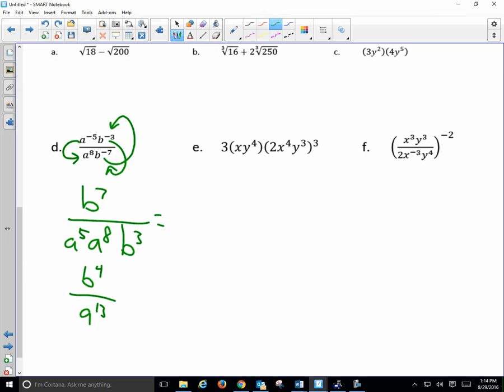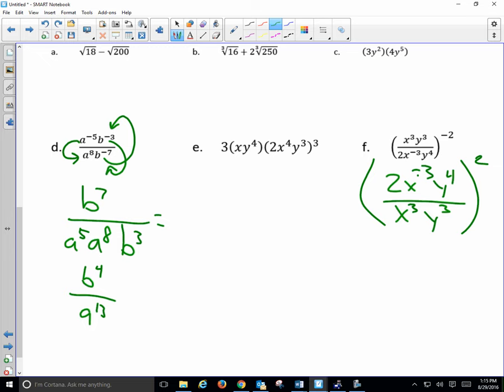Move to F. What would you do first? Flip it all. 2x negative third, y to the 4th, over x to the 3rd, y to the 3rd. What mistake might people make when they're flipping stuff? They would maybe leave the 2 there because it doesn't have a negative. Or when they do flip it, they would change this negative to a positive. Those are all things that happen.